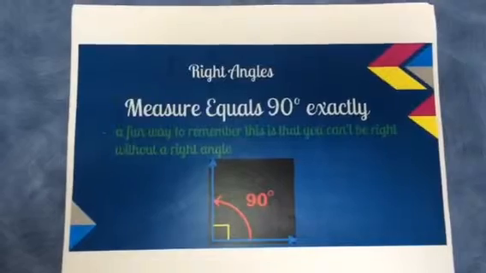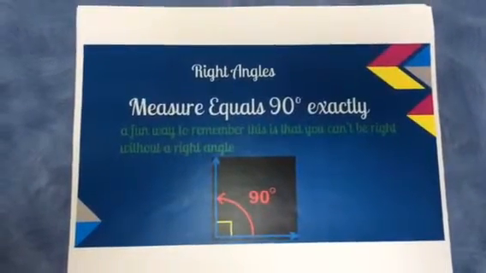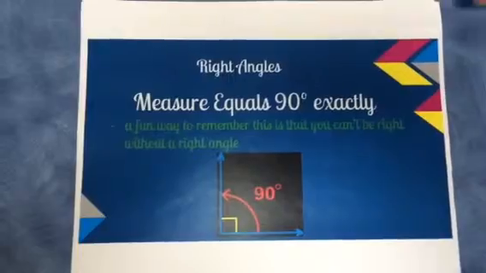Right angles. Measure equals 90 degrees exactly. A fun way to remember this is that you can't be right without a right angle.